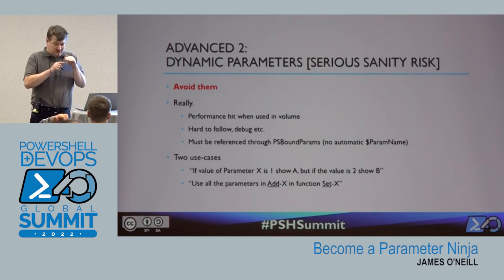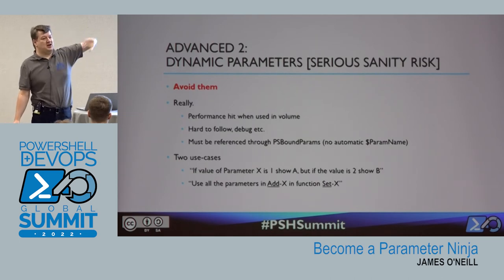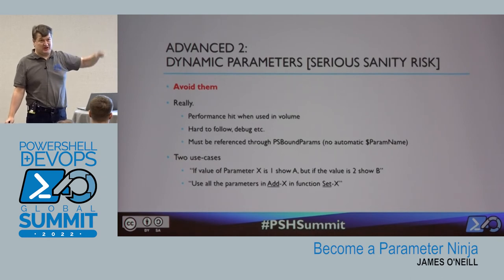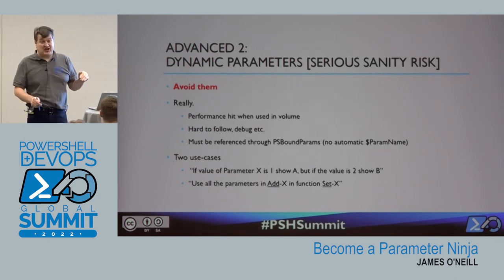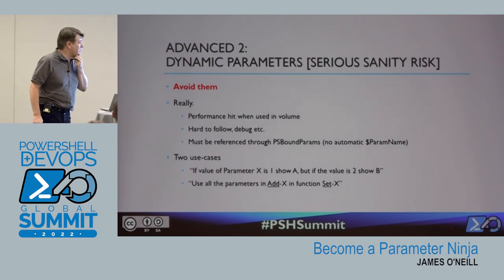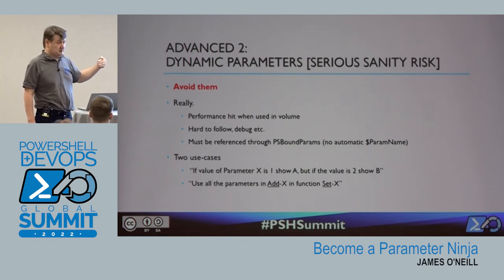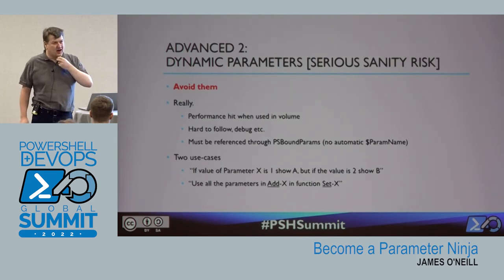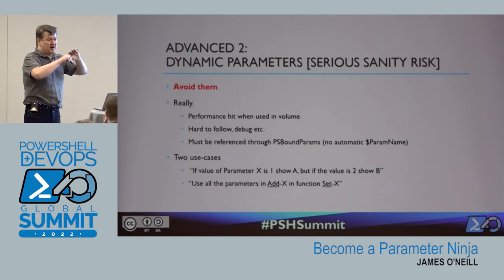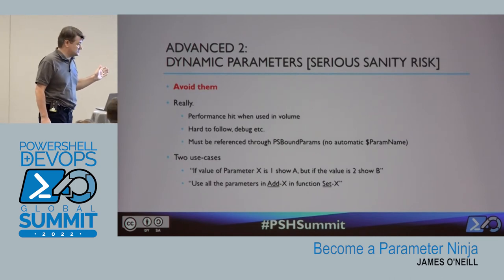And what was happening was they had a whole raft of about 100 dynamic parameters, all of which were making server queries. So we were making 100 API calls to servers sequentially, populating these dynamic parameters, and then we didn't do anything with it. We just said, okay, and now we know what all the commands available are. So that was the performance hit. They're quite difficult to follow and debug. That's why I'm not going to do the demo, because it takes too long to explain. And unlike normal parameters, you don't get the automatic dollar parameter name in the body of the function. You have to access them through PS-bound parameters.